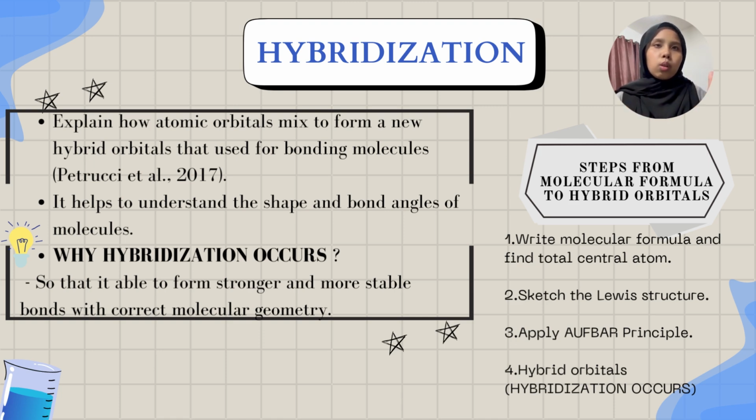I will show the steps from molecular formula to hybrid orbital. Firstly, we have to write the molecular formula and find the central atom. The next one is to sketch the Lewis structure to help us understand how many bonds there are and how the electrons are arranged. The next one is to apply the octet principle. Lastly, hybrid orbitals occur.